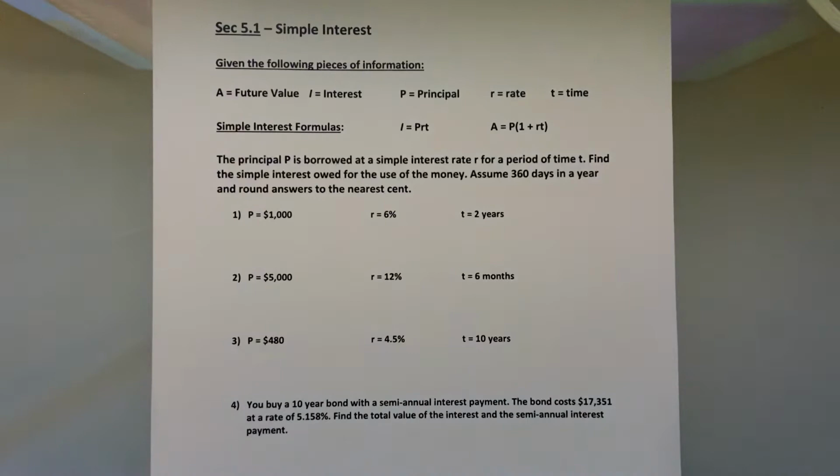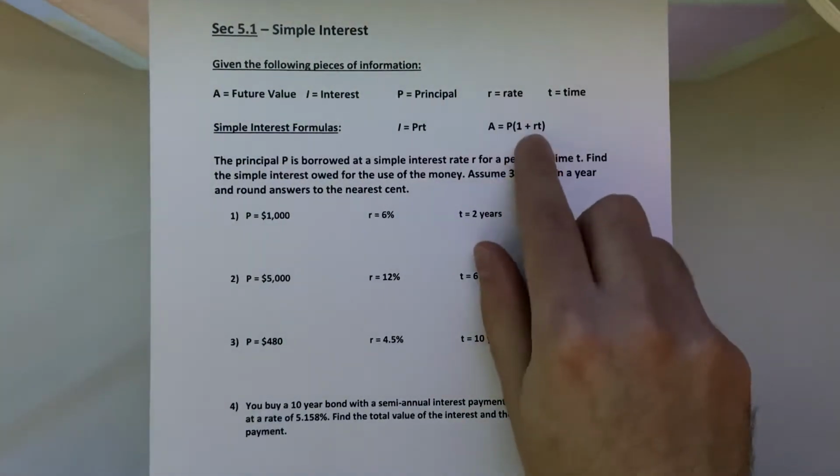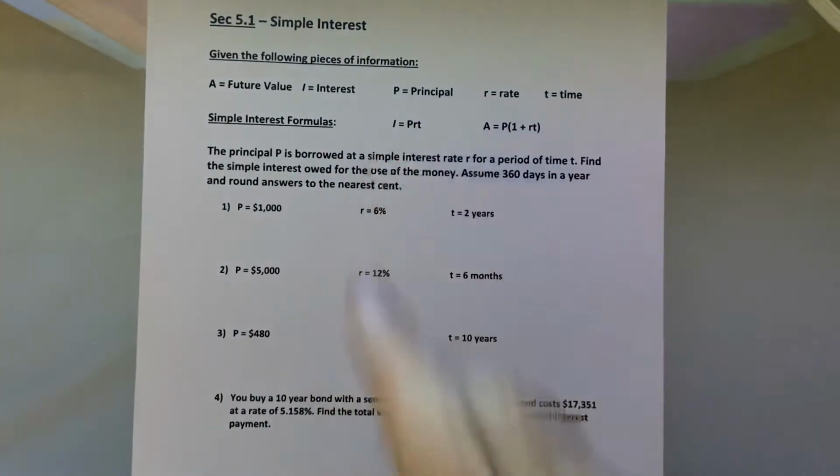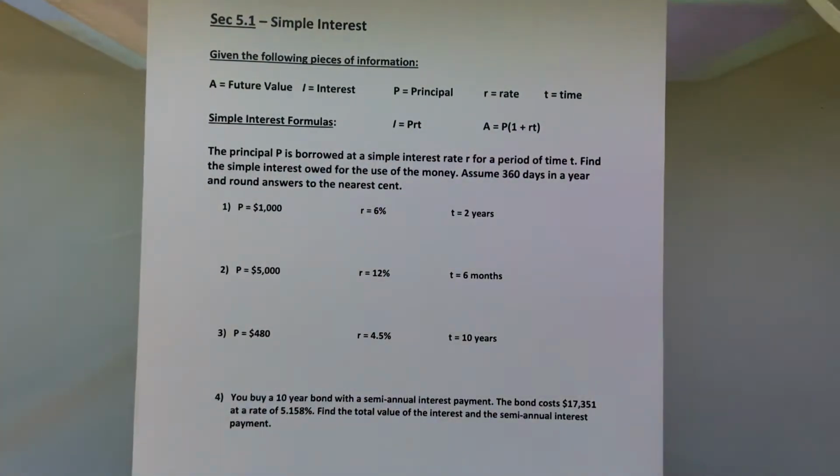Now if you want to apply that to the future value, if you borrow a certain amount of money and you owe a certain amount of interest, the total you have to pay back is the original amount you borrowed plus the interest. If you distribute the P, it's principal plus PRT, which is the interest formula. But they write it as P times (1 plus RT).